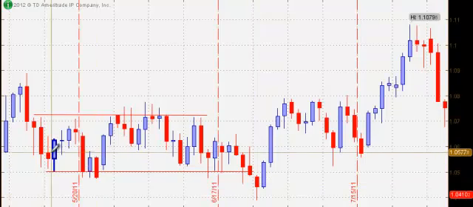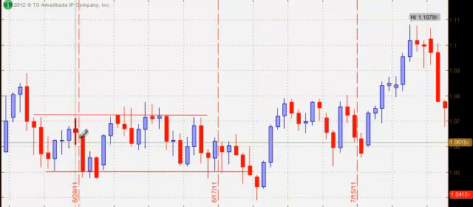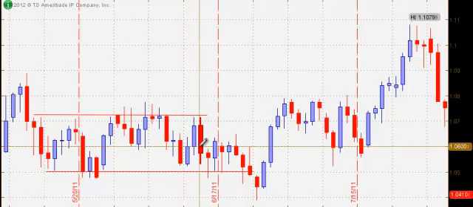And whenever you see a sideways movement like this, it just means that there is a balance between buyers and sellers. It's almost like there is a battle going on between buyers and sellers, and when you see a breakout, you get to see who won that battle.